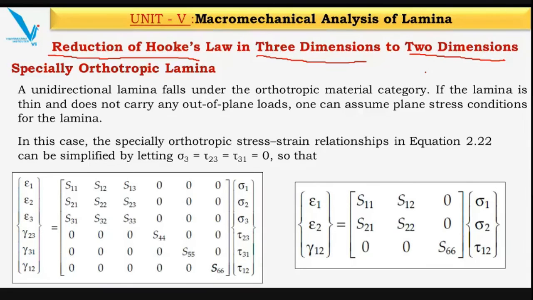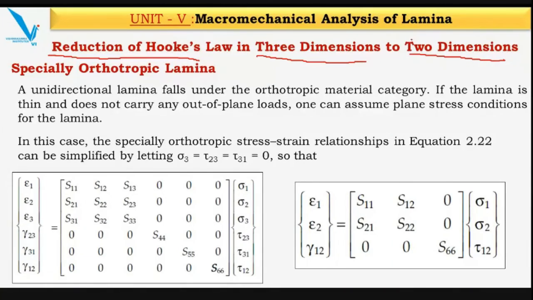And if composite laminate, just imagine a thin plate. So for the thin plate, what is happening? The x and y dimensions, length and width, are considerably larger compared to the thickness. And if the thickness is very small, this structure can be analyzed as a 2D structure.